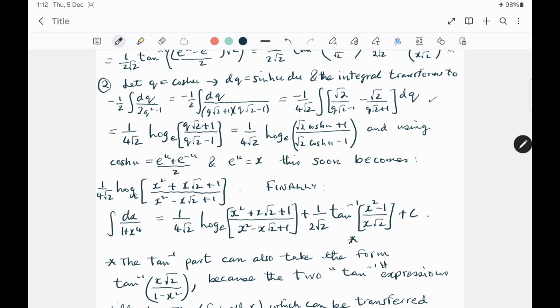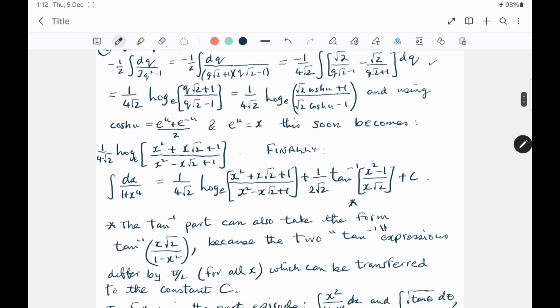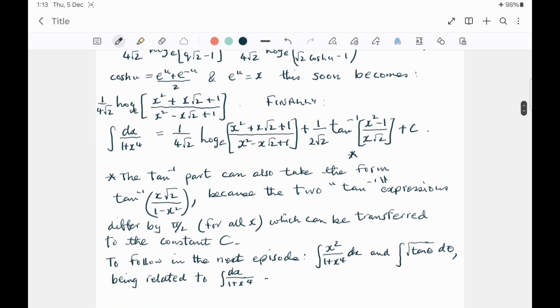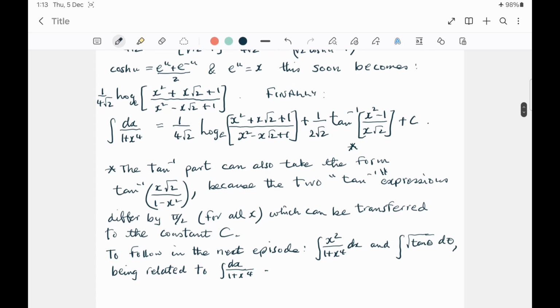Now, I've included the constant here for a good reason. It's because the tan inverse part can also take the form tan inverse of x root 2 over 1 minus x squared. You'll find if you differentiate those two expressions, you'll end up at the same result. Okay, so that means the two tan inverse expressions will differ. In fact, what they differ by is pi upon 2 for all values of x. And this difference can easily be transferred into the constant c.